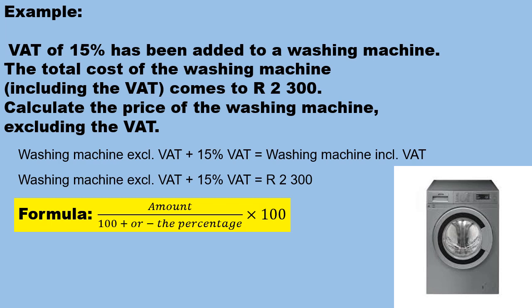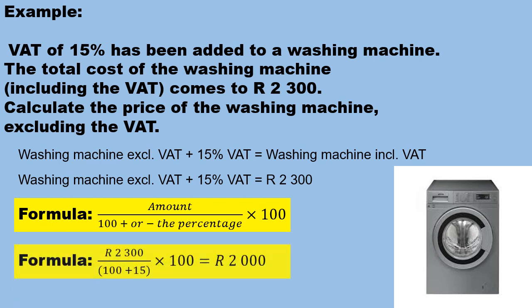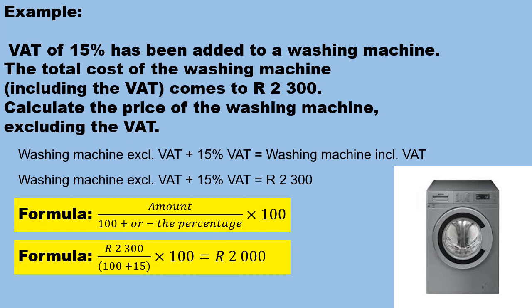So how do you know when it is a plus or when it is a minus? The wording in the question will guide you as to whether it's a plus or a minus, times 100. If you look at this question, the amount is obviously the 2,300 Rand, divided by 100 plus or minus. Can you see that 15% was added? Added should tell you that it was plus. So it's 100 plus 15%. That is how you would enter it.